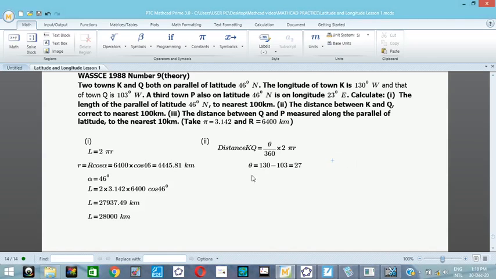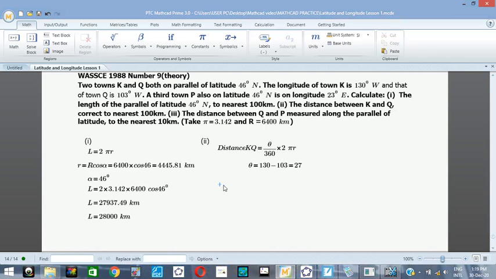Then all we need now is to substitute our small r. You can see this is the value for the small radius. I've already calculated it, so I can use it and I'll get the same result. Or I can substitute, like what I did here, 6,400 times cos 46. I can just put it directly into the r, and we settle that. So that is all with distance KQ.